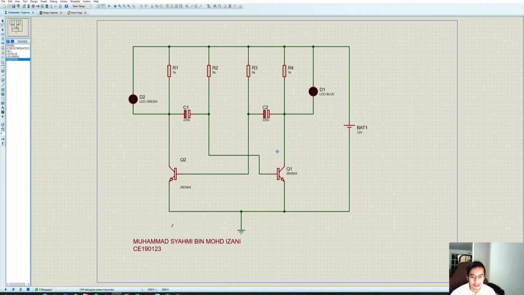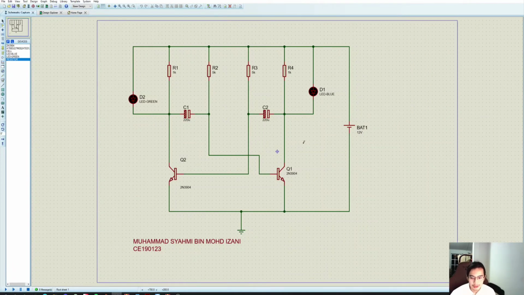As for the conclusion, for the experiment, which is the circuit design and simulation in experiment number 1, we are able to obtain new knowledge, which is designing and simulating a circuit based on this experiment. The equipment that we use are 5 kilo ohm and 1 kilo ohm resistors, two capacitors of 220 microfarad, two LEDs, blue and green, and two BJT transistors.